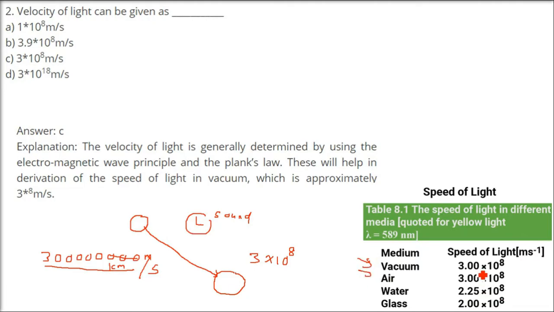This is because in vacuum and air the speed of light is around 3 into 10 to the power 8 meters per second. It varies with water, glass and other media. The velocity of light is generally determined using the electromagnetic wave principle, EM waves, and Planck's law. This helps us derive the speed of light in vacuum. Approximately, this comes up to 3 into 10 to the power 8 meters per second.